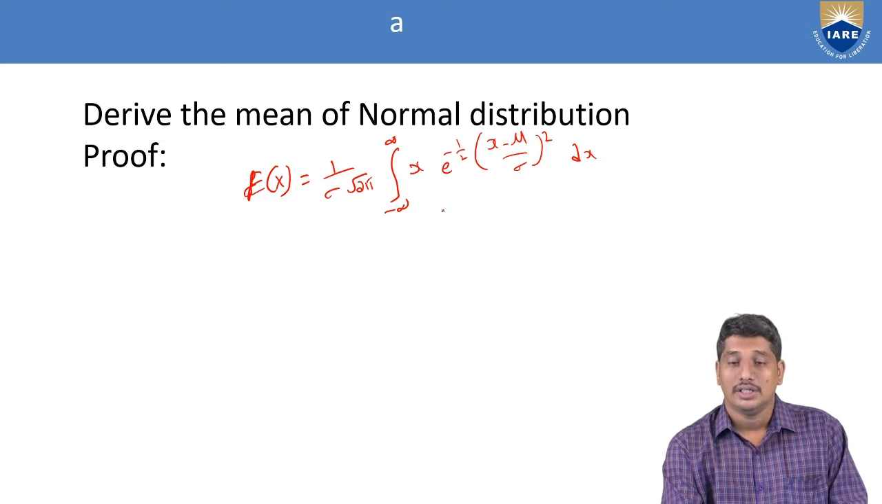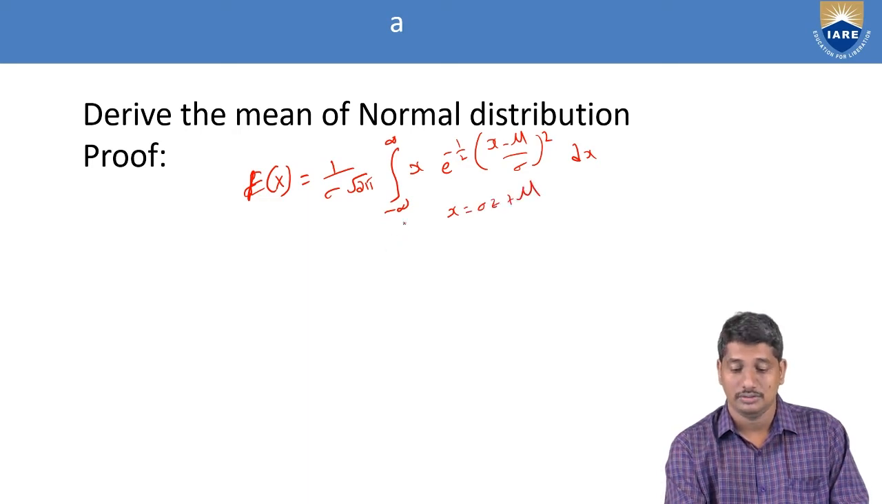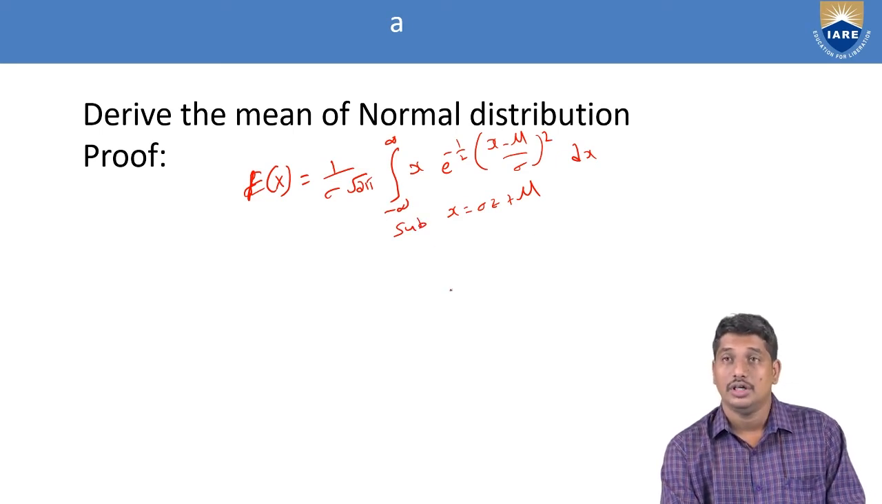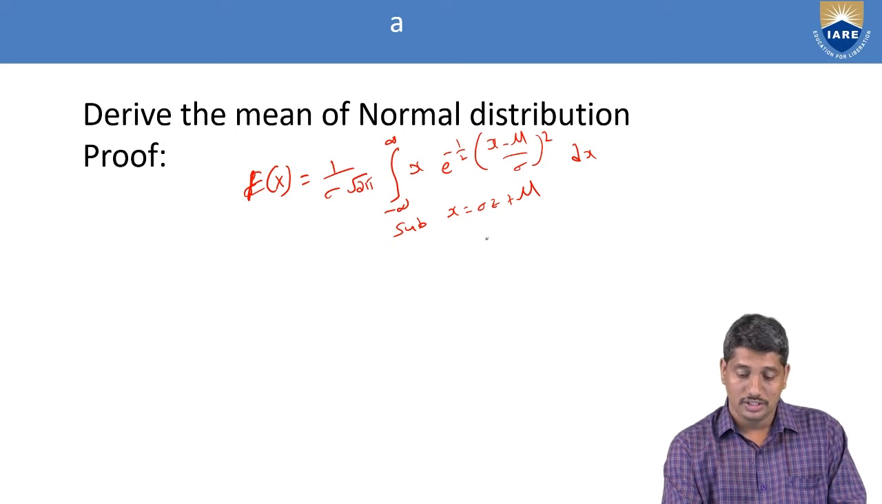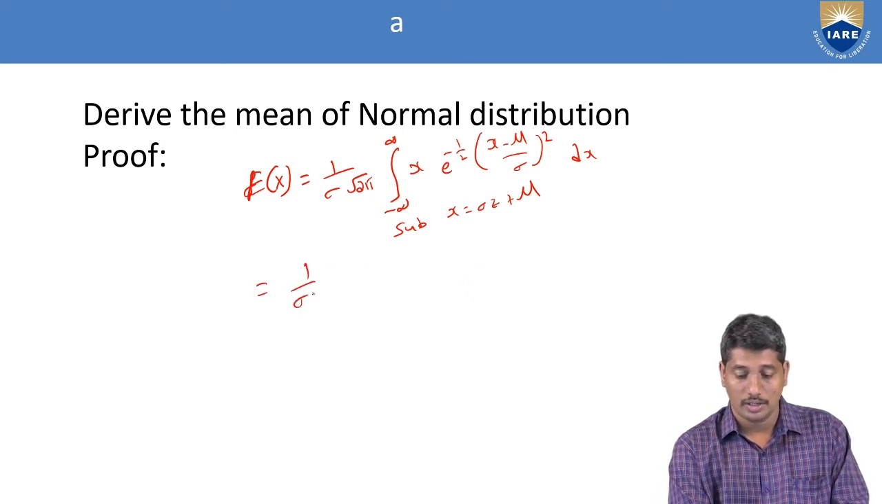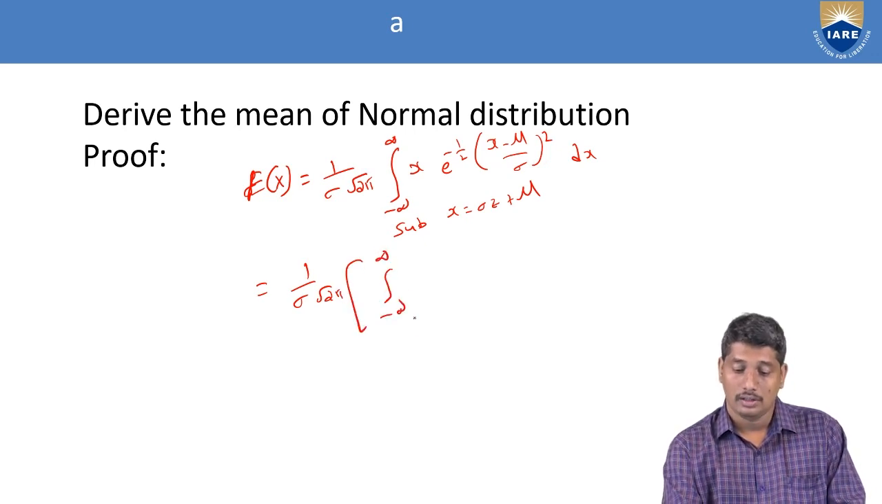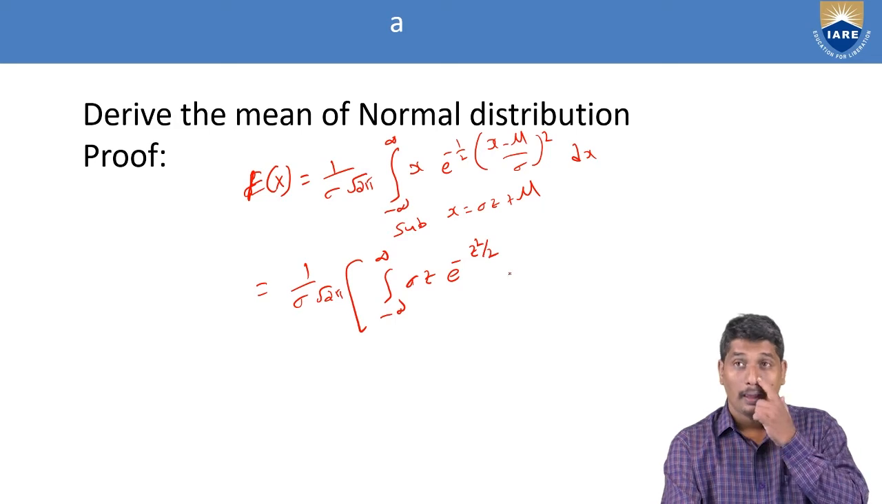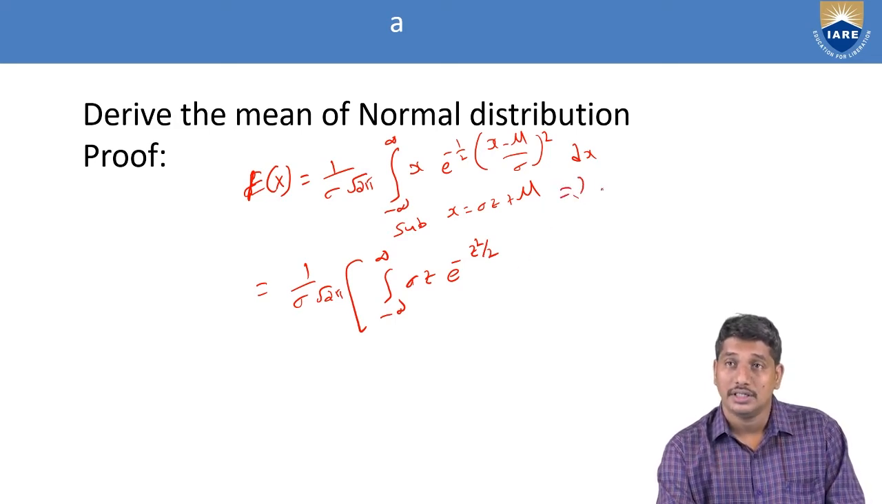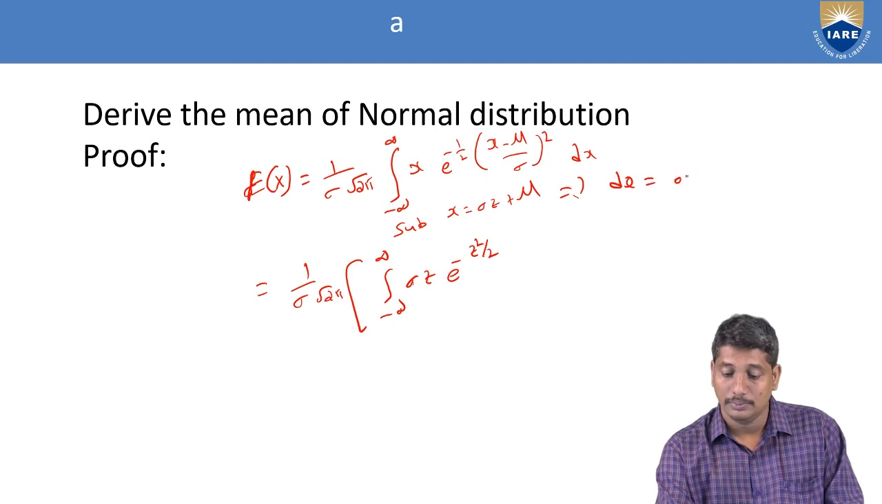Now let us substitute x is equal to sigma z plus mu. While integrating, we'll use substitutions. We are substituting x as sigma z plus mu. Okay, then let us see what happens. If we substitute this, the integral becomes 1 by sigma root 2 pi, integral from minus infinity to infinity of sigma z e power minus z square by 2. And when you use this substitution, dx will be equal to sigma dz.